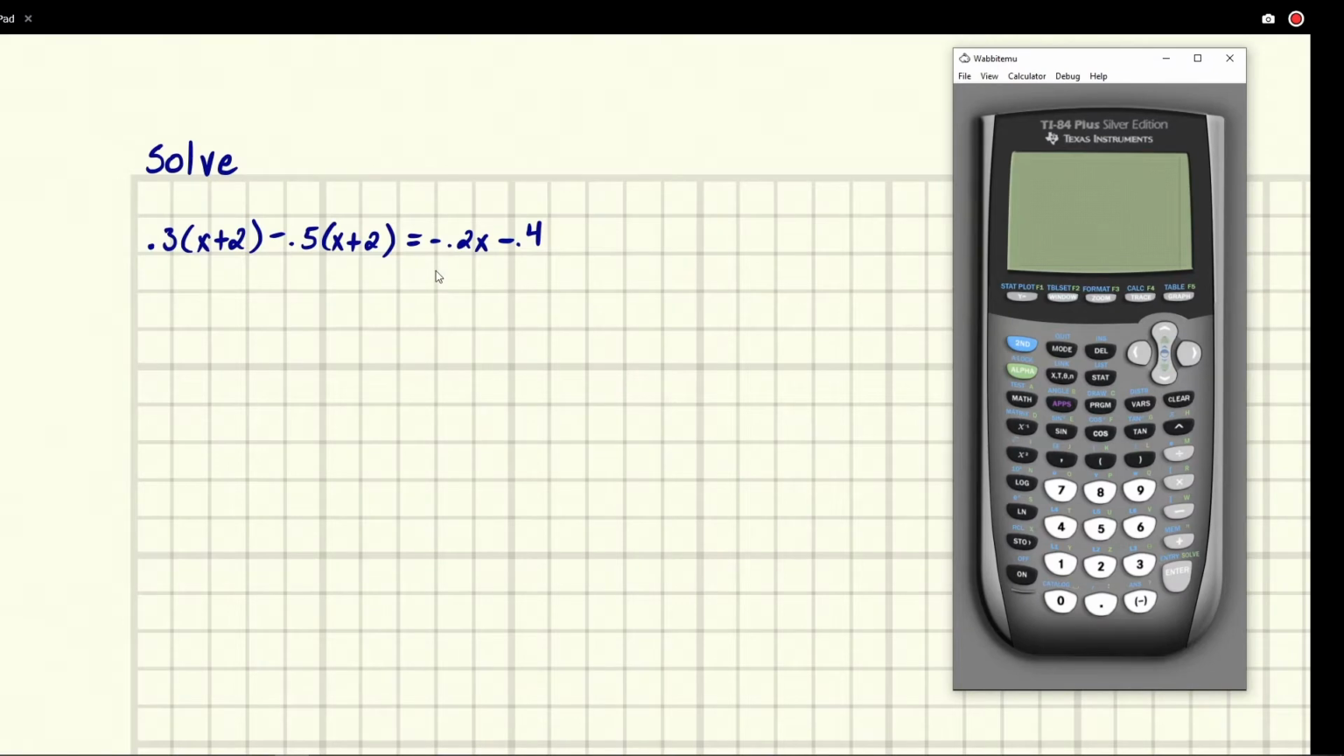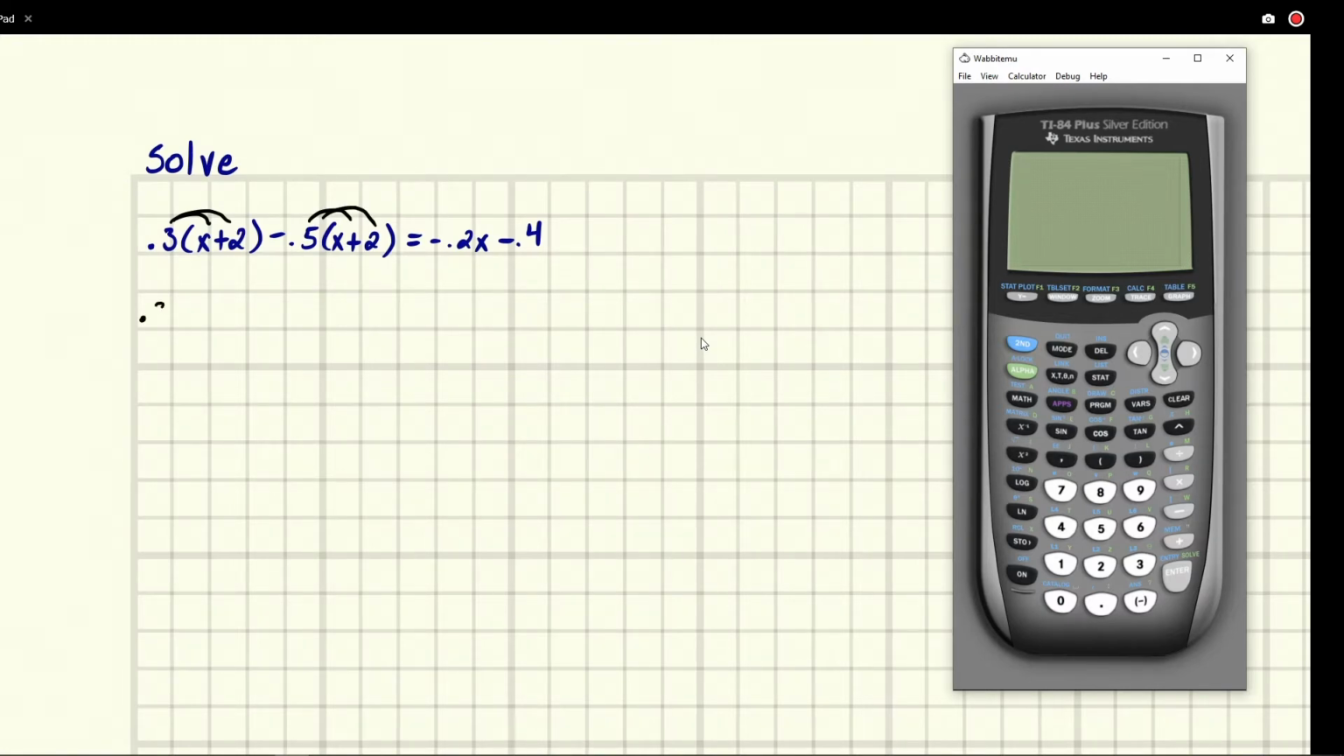We now have an equation with some distribution in decimals, and they ask us to solve it. So let's go ahead and do that. We first need to distribute, and then from there we're going to combine our like terms. So we're going to distribute this 0.3 and this 0.5 across.